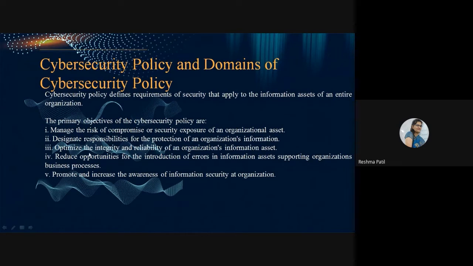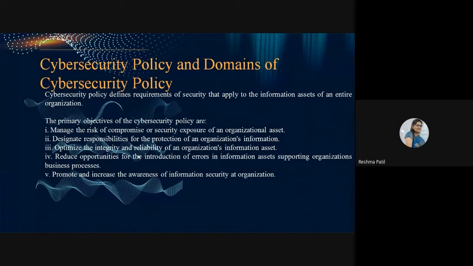Third is optimize the integrity and reliability of an organizational information asset. This is the third objective. We have to optimize the integrity and reliability of the organization's information asset. Data is also one asset, so while in transit, that data should not change. We have to think about the integrity of that data, as well as whether that data is reliable or not. Can we believe that data? That part also comes under the objective of cybersecurity policy. That part we have to mention under this.